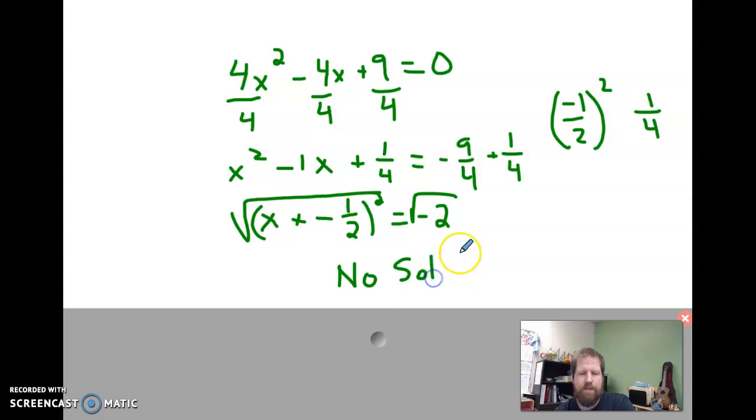And just like before, with completing the square, you can have one solution. Most of the time you'll have two solutions, but you can have one solution or no solutions. So keep an eye out for those as well.